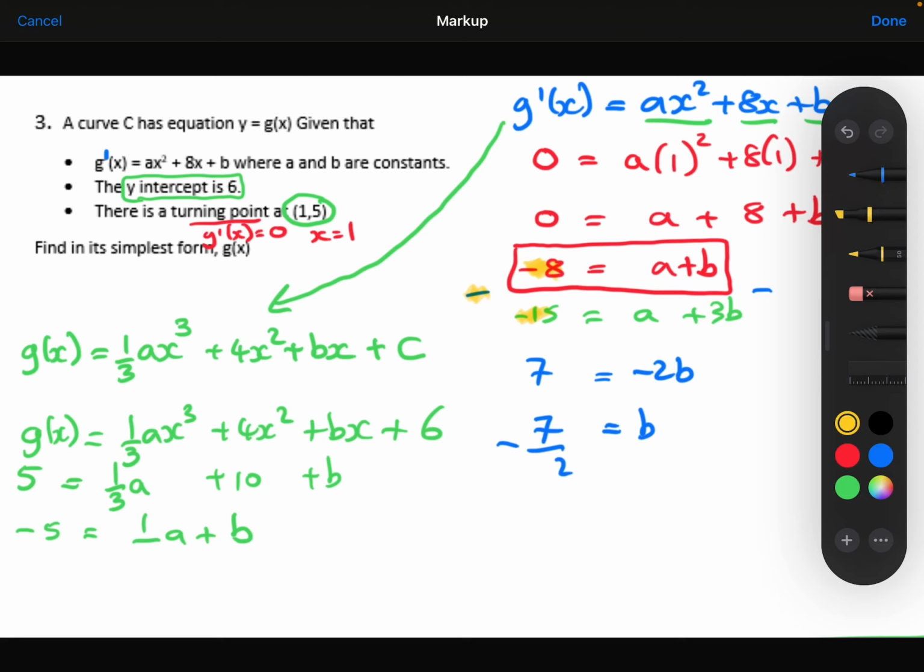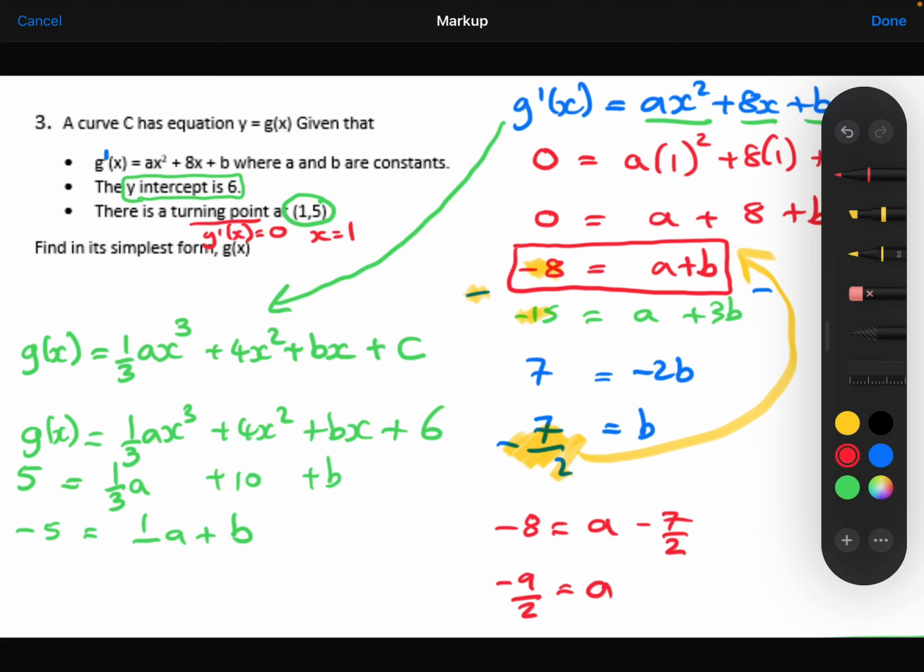Which, if I then substitute that back into either of these original equations, I'm going to put it into here, it's going to tell me what a is. So minus 8 equals a plus b, which is the minus 7 over 2. Add the 7 over 2 to both sides, and I find that a is minus 9 over 2.